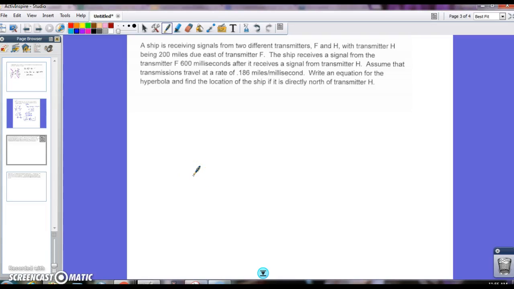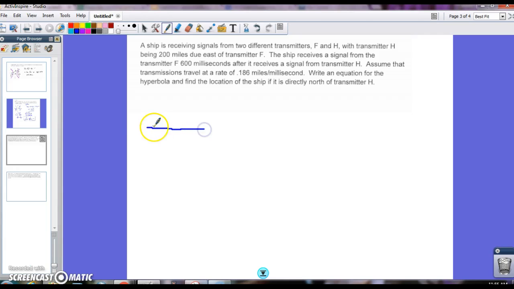Hey everyone, we're going to continue on with the example problems that were on the note sheet. This one is talking about a ship receiving signals from two different transmitters, F and H. Transmitter H is 200 miles due east of transmitter F. So I'm going to draw myself a picture.